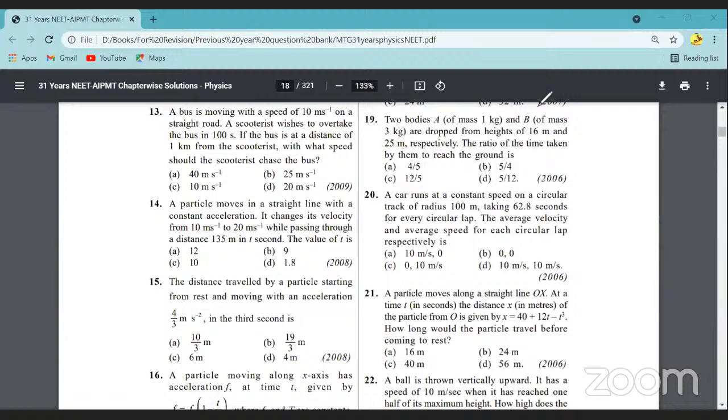Okay, come to question 21. Sorry, this was 19, now question 20. A car runs at a constant speed on a circular track of radius 100 meter, taking 62.8 seconds for every circular lap. So this is the time period. The average velocity and average speed for each circular lap is how much? Average velocity means displacement by time. After one loop, the displacement will be 0. So velocity will be 0, but average speed will be something, so the answer is C.